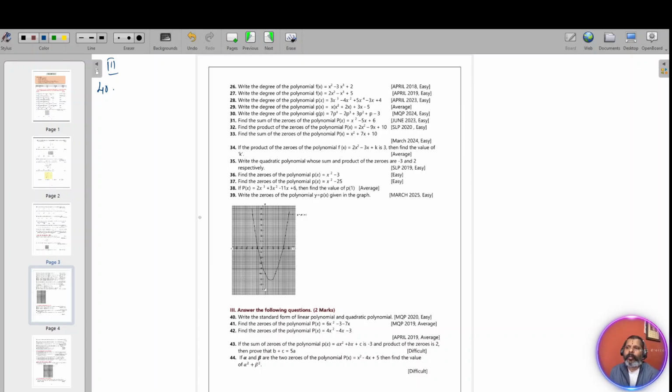Write the standard form of a linear polynomial and a quadratic polynomial. So we know that the linear polynomial is equal to ax plus b, and the quadratic polynomial is equal to ax square plus bx plus c.